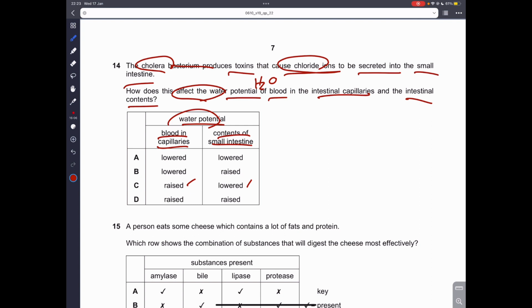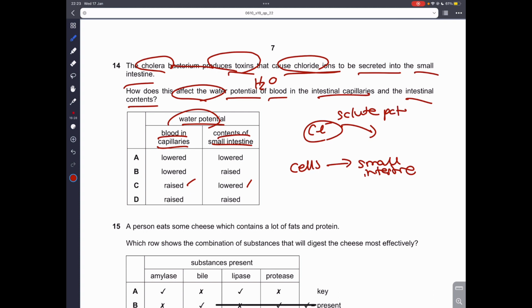Now, why is this? Well, the cholera bacterium produces these toxins. These toxins cause chloride ions to be shifted into the small intestine, so from the cells to the small intestine. So chloride ions are basically solute potential. If there is more solute, high chloride ions dissolved in water, this means there is less water potential there.